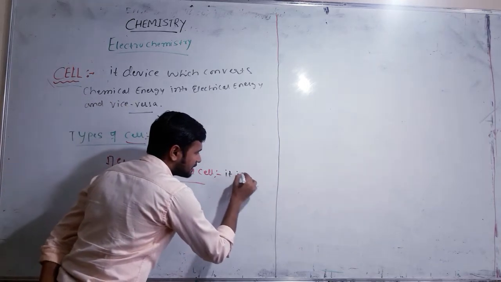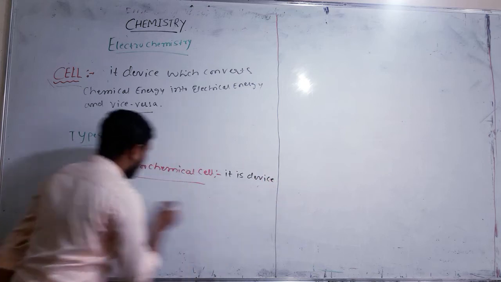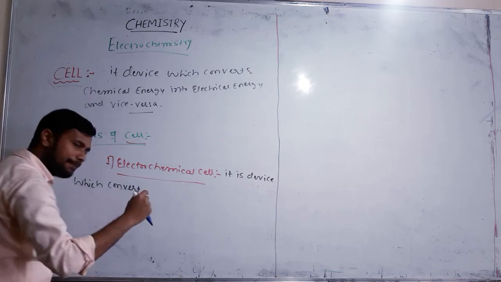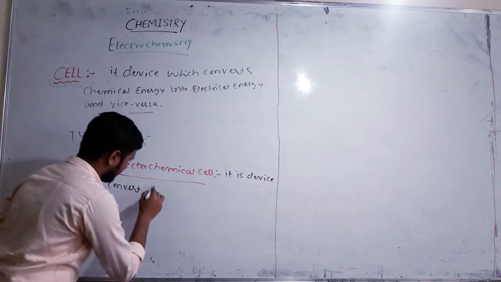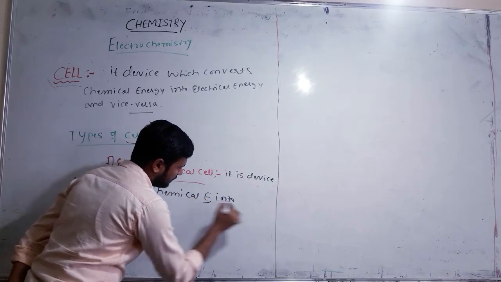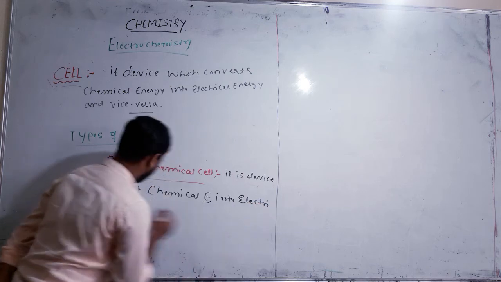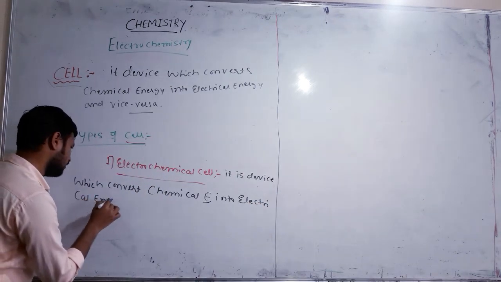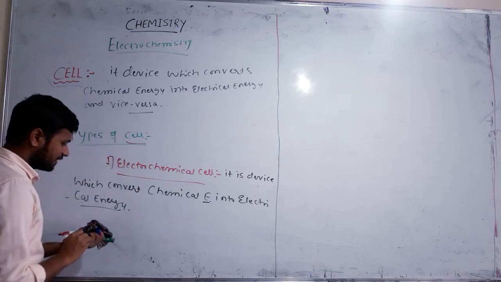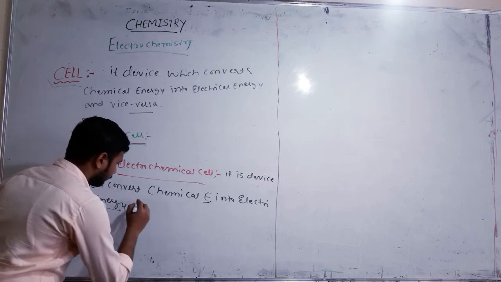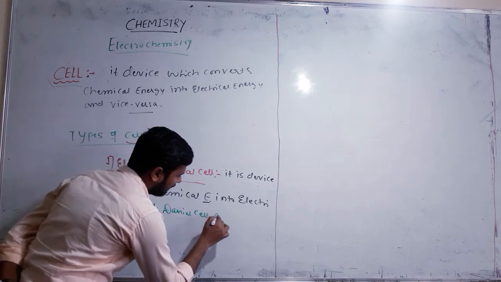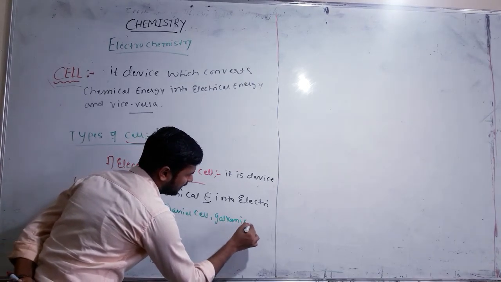It is a device, or a cell, which converts chemical energy into electrical energy. Okay, this is called an electrochemical cell. For example, the very best examples we have: the first one is the Daniel cell, the galvanic cell, and the next one is the voltaic cell.